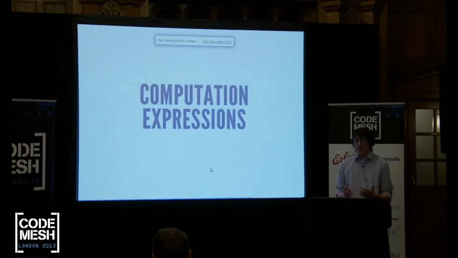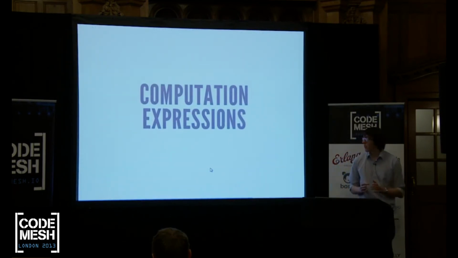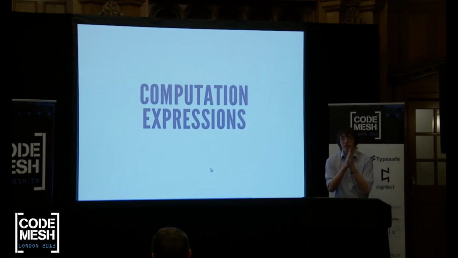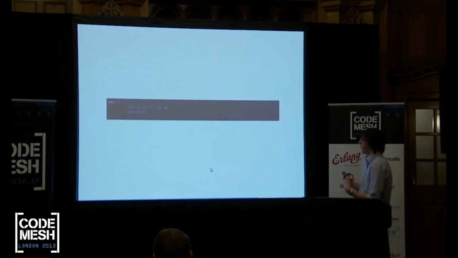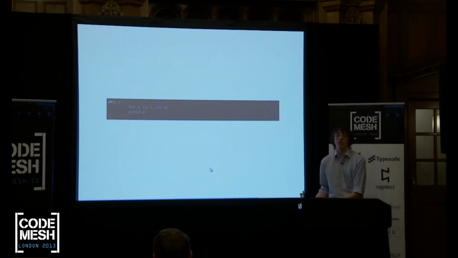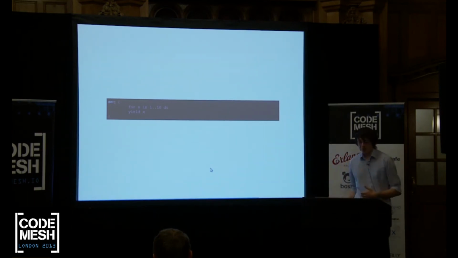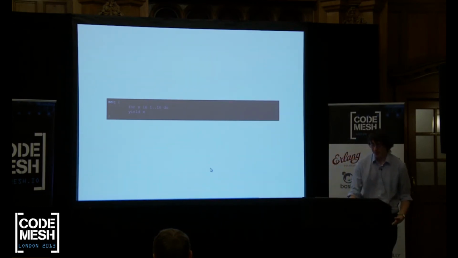Right, computation expressions. This is a good one. If you've used F#, you've probably used one so far. If you've made a sequence, you've probably written something like, for x in 1 to 10, do yield x, and you've got a sequence of 1 to 10. But these things, you can expand them, and you can make your own.